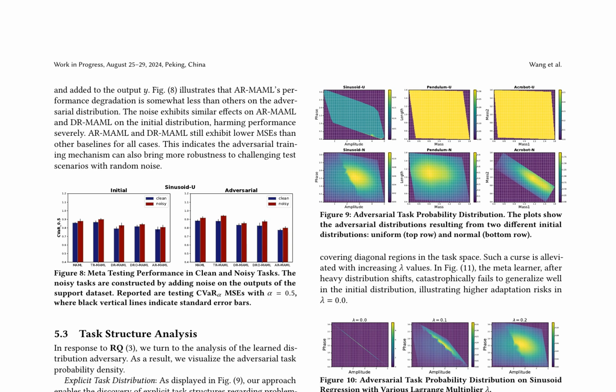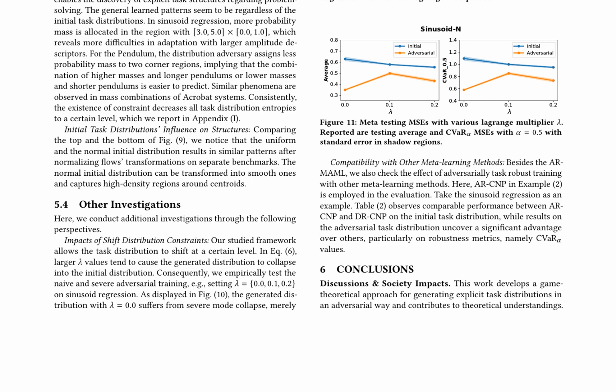The performance of ARMAML and DRMAML on clean and noisy tasks is discussed, highlighting their robustness against adversarial distributions. An analysis of the learned distribution adversary visualizes task probability density and its influence by initial task distributions. The impact of shift distribution constraints and compatibility with other meta-learning methods are also investigated. Results show ARMAML and DRMAML exhibit lower MSEs than other baselines for all cases, with less severe performance degradation on adversarial distributions. Adversarial training brings more robustness to challenging test scenarios with random noise.